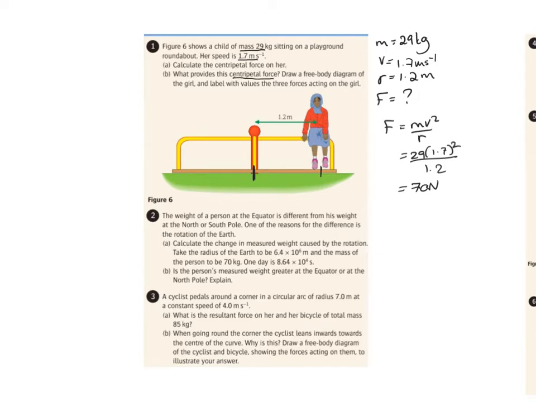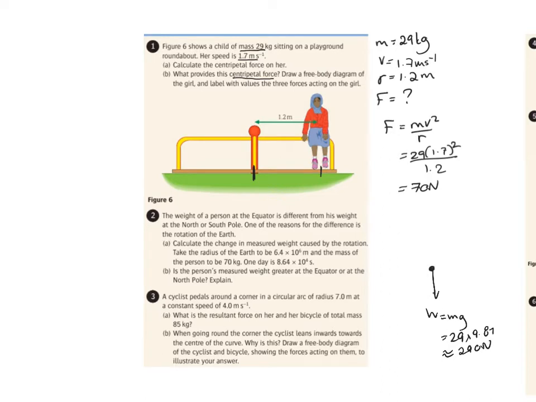Draw a free body diagram. Remember, a free body diagram is just a dot with only the forces acting on the object or person, not pairs of forces. And label it with values, with the three forces acting on the girl. You know that everyone has weight acting on them. Weight is mass times gravitational field strength, which is 29 times 9.81, just about 290 newtons.